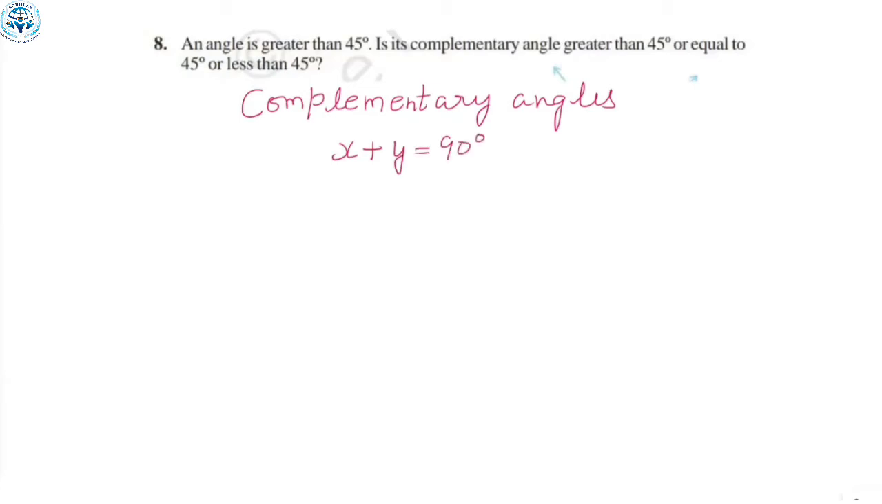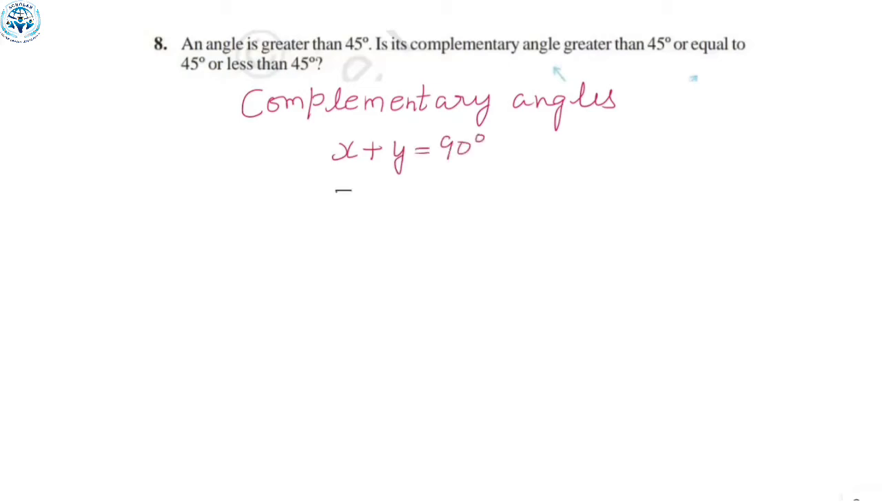Eighth question is, an angle is greater than 45 degree. Is its complementary angle greater than 45 degree or equal to 45 degree or less than 45 degree? Let's find out. Complementary angles sum up to 90 degree. So we have to find out if one angle is greater than 45 degree, the second angle is less than, equal to or greater than 45 degree.